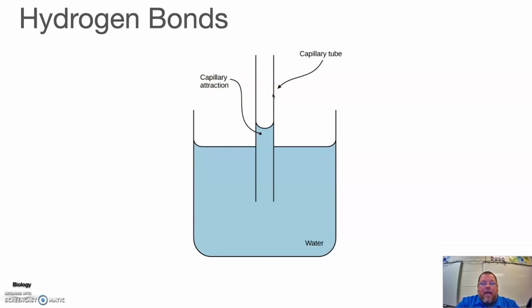And if you've ever put a small, say a drinking straw or maybe a coffee stirrer, into a liquid, you will see that the water will rise up into the capillary tube, in this case, but again, could be your straw. And this is showing you that the adhesion is kind of bringing this liquid up into the straw. All right.